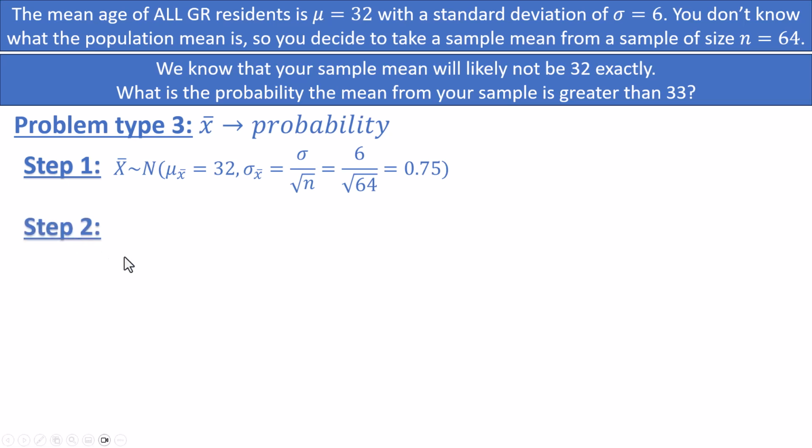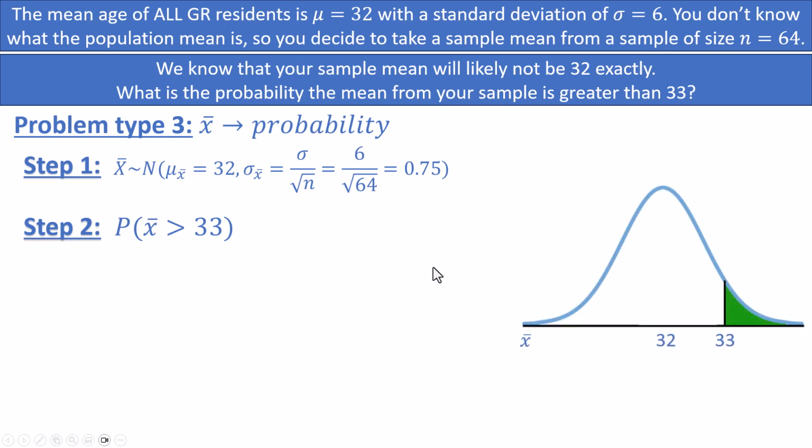Then from there, we can go to step number 2, which is to write out our probability statement. So our probability statement is going to be based on this sentence right here. What is the probability that the mean from your sample, x bar, is greater than 33? So that's what we have right here, the chance that x bar is greater than 33. At this stage, you can go ahead and draw the distribution if you'd like to. The mean of 32 is going to be right down the middle, and the 33 that we are asking about is going to be somewhere to the right, and we want the probability that we are greater than 33.